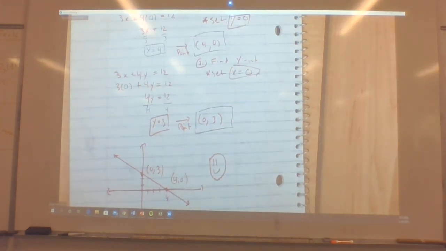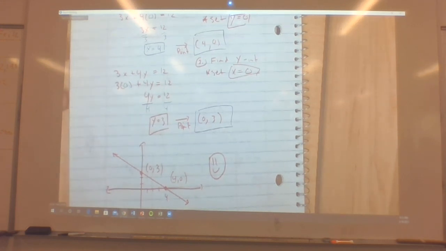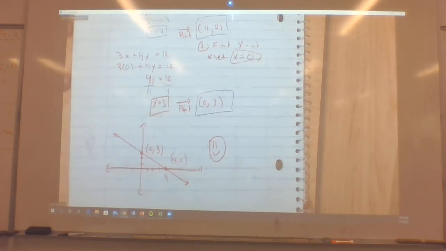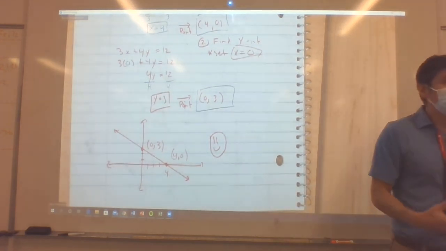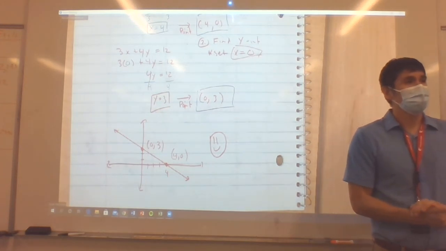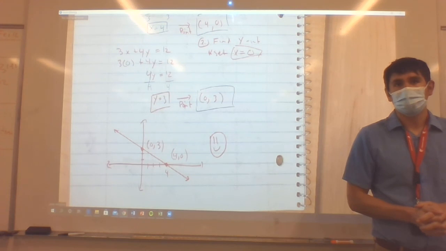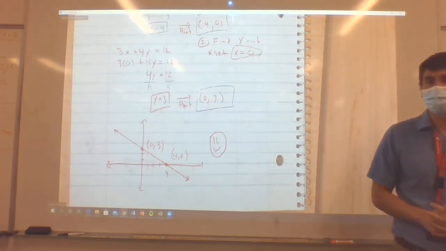You guys just learn how to graph using intercepts. So the idea is, how do we find the intercepts? We plug in 0 for x, solve for y. Plug in 0 for y, solve for x. That's basically it. Right? That is it.